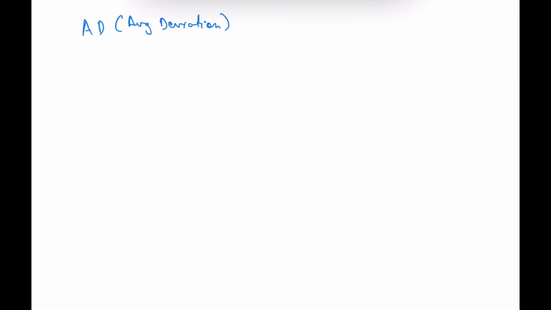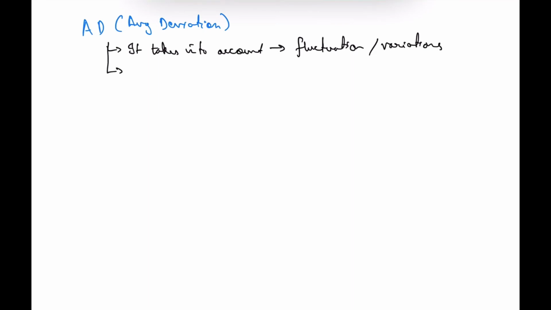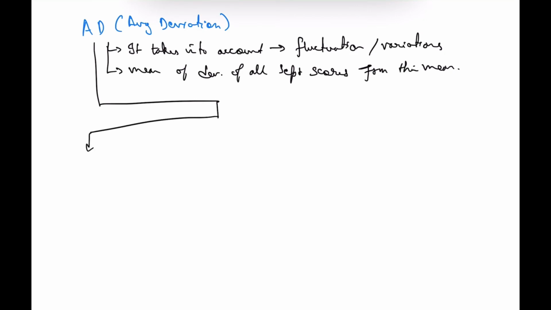Now let us move on to the next topic, AD, that is average deviation. In AD it takes into account the different fluctuations and variations. It is the mean of deviations of all separate scores from their mean. In AD there are two major formulas as per whether the data is grouped or ungrouped.